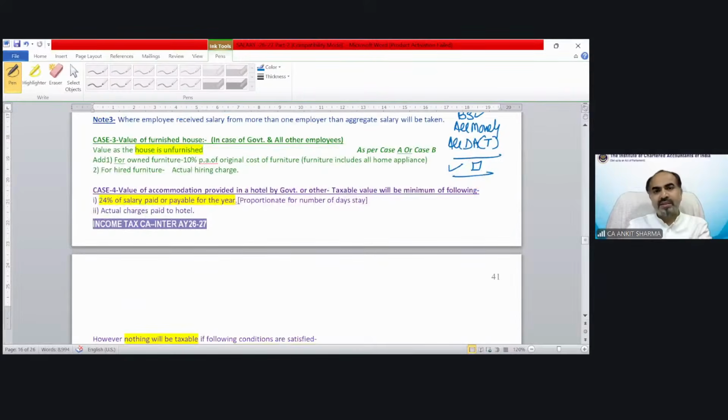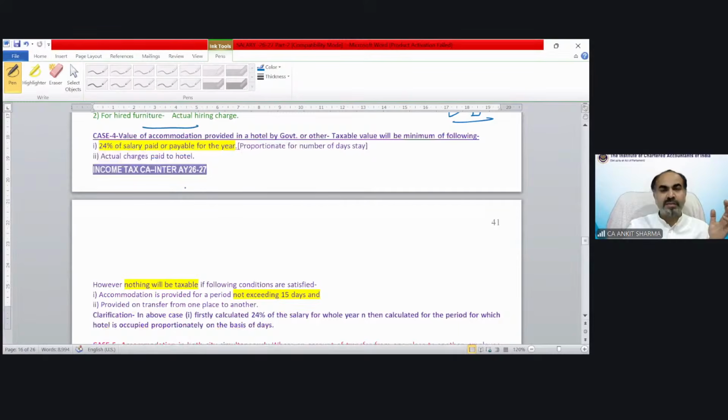So now case number 3, the value of furnished house. We have already gone through it. In case of furniture, if owned by employer, we will take 10% per annum. If hired, actual hiring charge. Case number 4 and 5, now we need to discuss for the purpose of rent-free house. Now, rent-free house is a kind of accommodation which is provided by the employer to an employee.